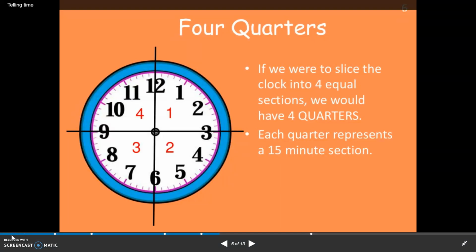Now if we divide the clock like a pie, cut it right down the middle and then across, we are making quarters. So there are 4 sections on this clock, and they're all equal sections. Each quarter represents a 15-minute section, and you can see this because 60 divided by 4 is 15, and also if you count by fives, each one has 15. So starting at the 1, 5, 10, 15, and so on.